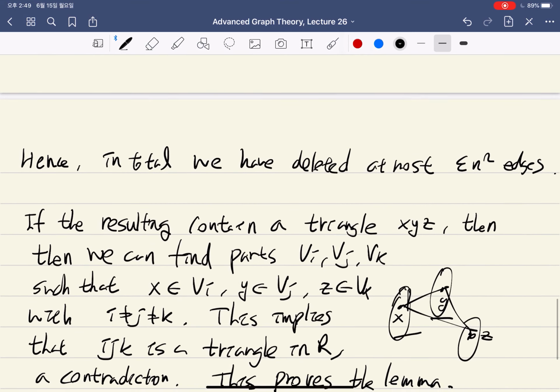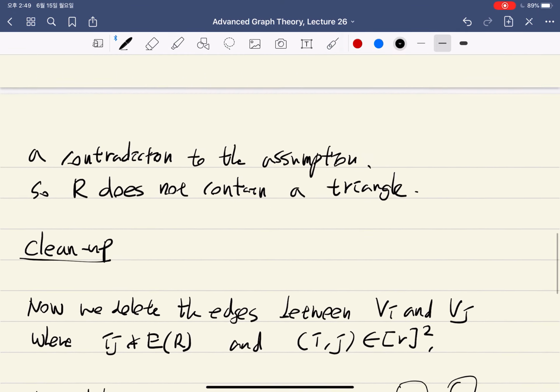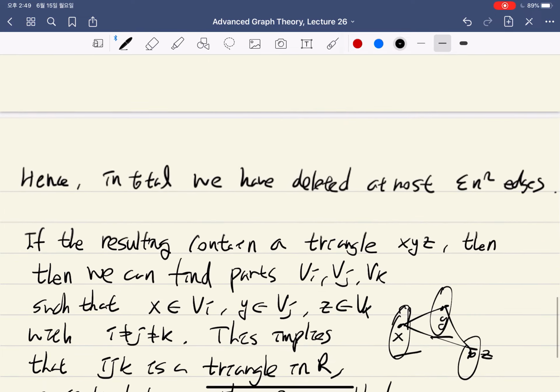So why is it useful? We will consider one application of this triangle removal lemma in the next video.